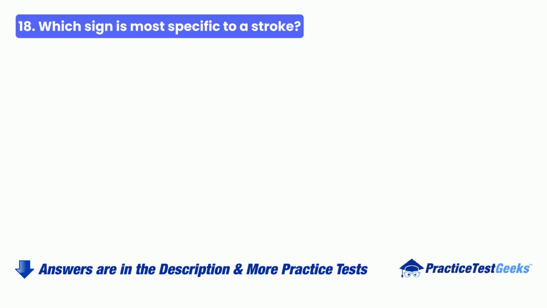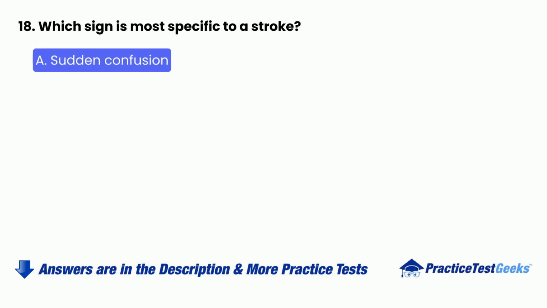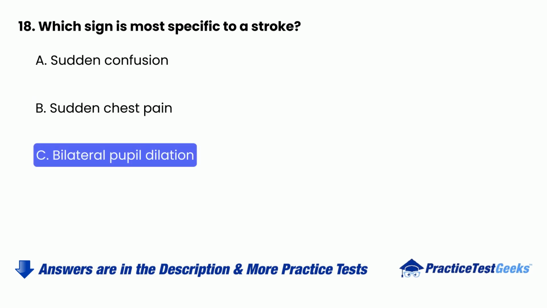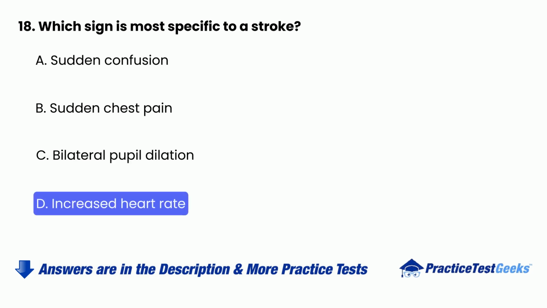18. Which sign is most specific to a stroke? A. Sudden confusion. B. Sudden chest pain. C. Bilateral pupil dilation. D. Increased heart rate.